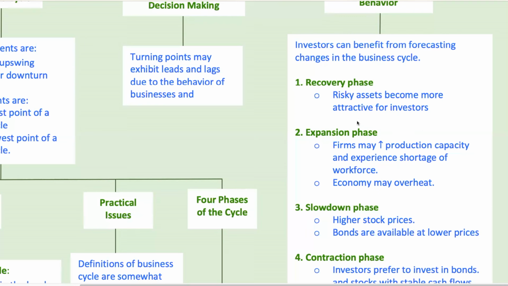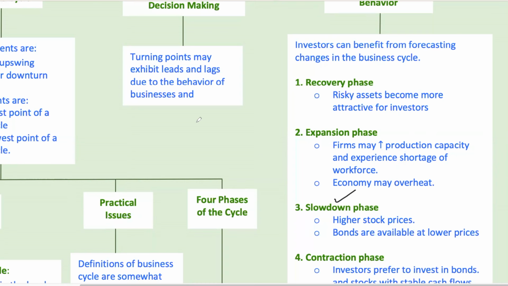Next, we enter the expansion phase. Here, the economy is growing and businesses are thriving. Firms may increase their production capacity and face a shortage of workforce, indicating robust economic health. Investors see this as a prime opportunity to invest in growth stocks and sectors that benefit from increased economic activity. However, it's essential to stay cautious as the economy can overheat, leading to potential corrections.